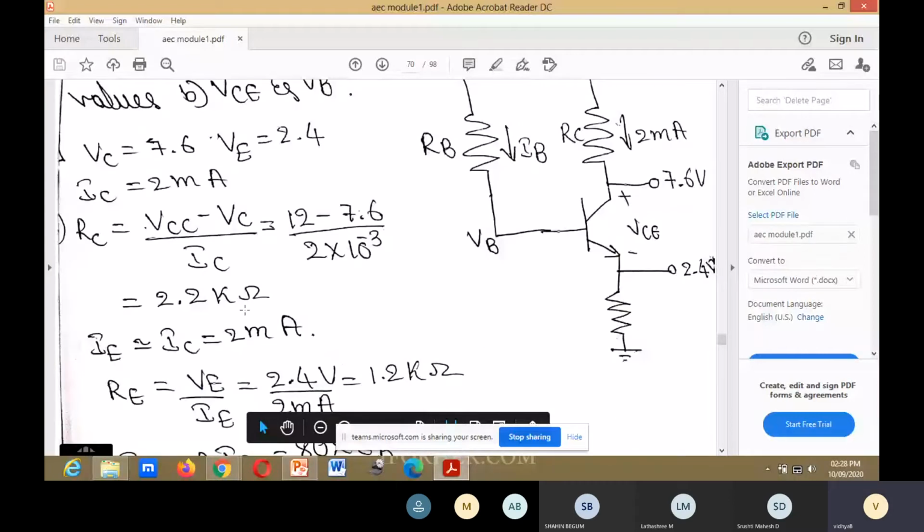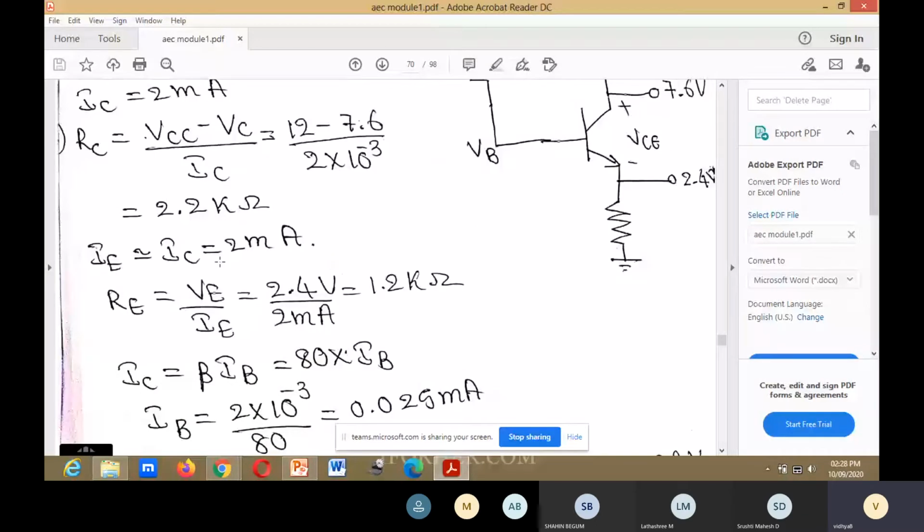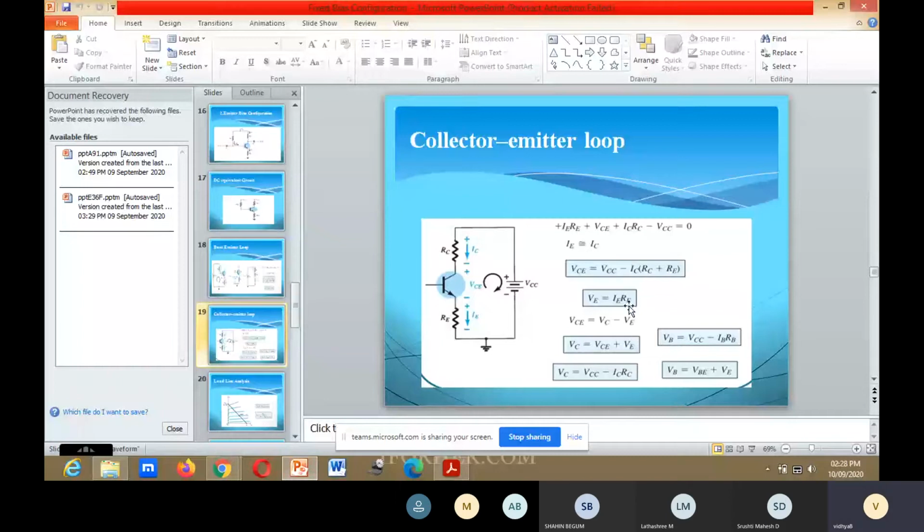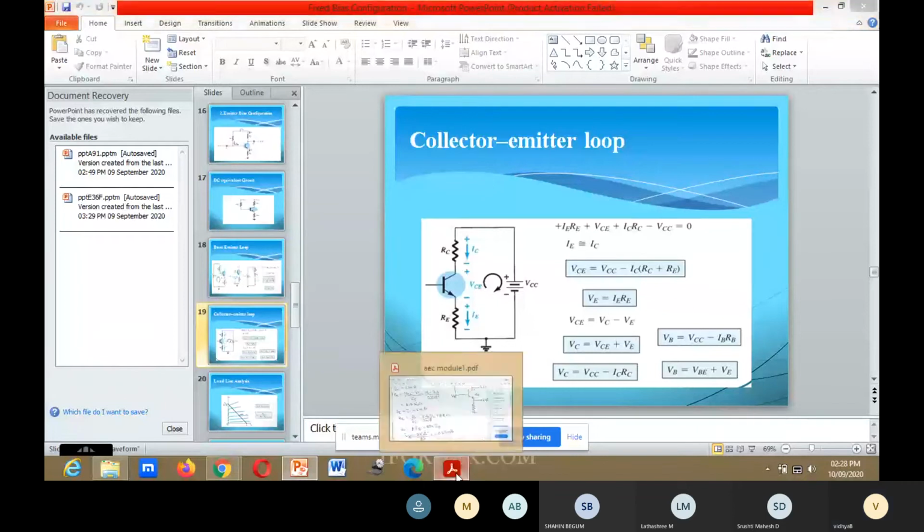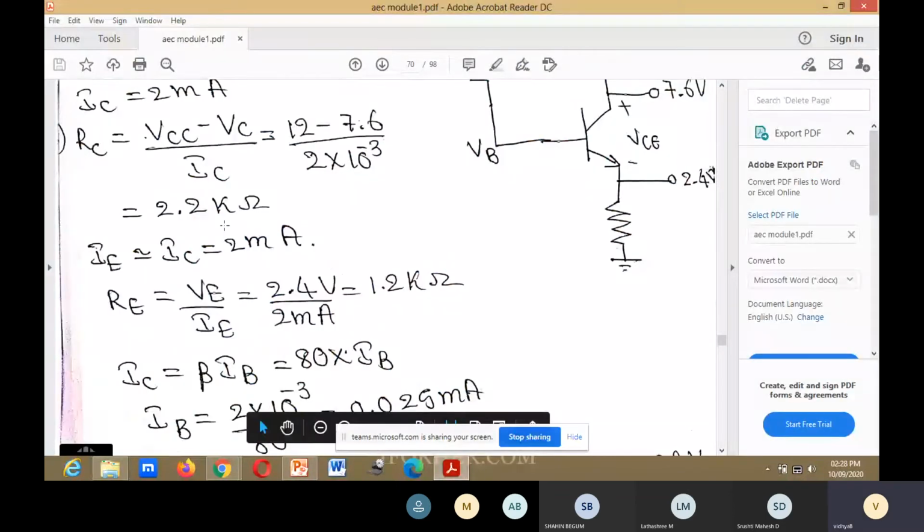You will get 2.2 kilo ohm. Next, IE equals IC. You can observe here IE will be equal to IC for base emitter. In all the conditions, almost IE equals IC. Okay, IE equals IC is equal to 2 milliamps.